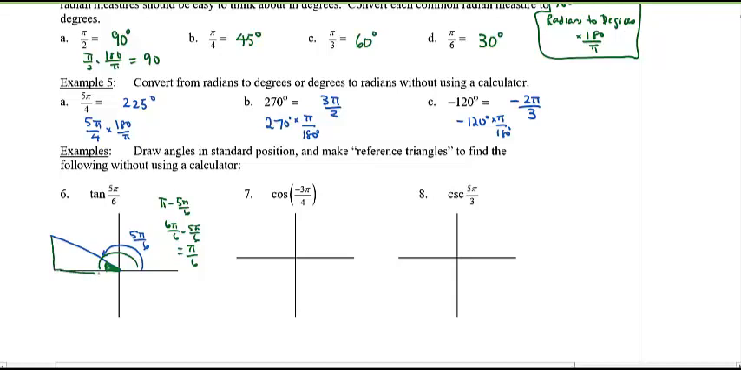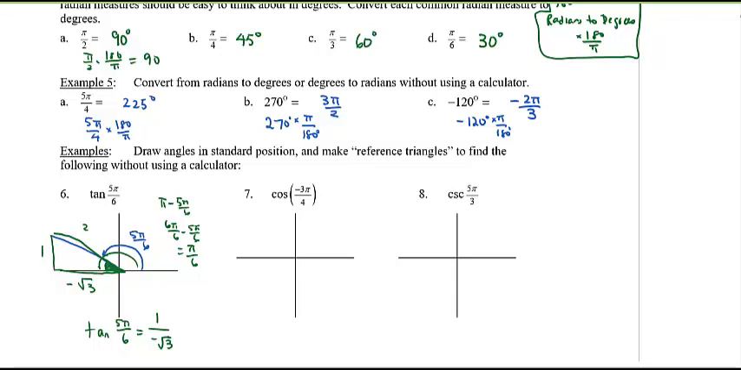Knowing that this is pi over 6, I can now draw my triangle and then label the sides 1, 2, root 3, making sure that because this is in quadrant 2, I need the x value also to be negative. So therefore, what is tangent 5 pi over 6? Tangent is defined as y over x. Done. Okay. Let me quickly do 7 for you, and I want you to try 8 on your own.